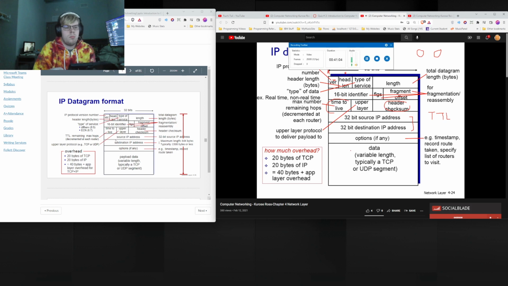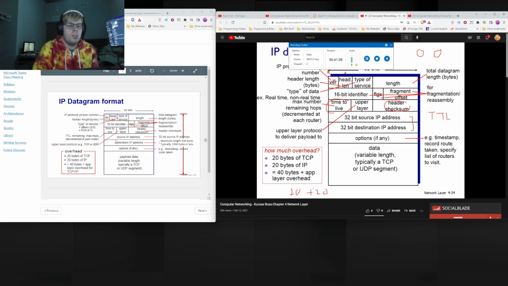So how much overhead does the IP datagram carry? The header size of the IP datagram is 20 bytes, right? This all is 20 bytes. So the size of the IP header is 20 bytes, and we learned when we were doing TCP that the size of the TCP header is 20 bytes, right? 20 plus 20 makes 40.